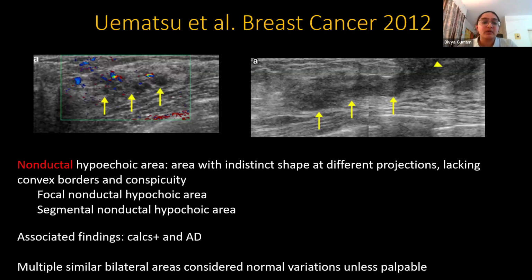They also described the associated findings of calcifications and architectural distortion. And they also proposed that if there are multiple similar bilateral diffuse hypoechoic areas, they should be considered normal variations unless the patient actually has a palpable finding. So these multiple similar bilateral areas could be because of either a normal variant or hormonal variations. So again, clinical correlation is especially important when we're looking at non-mass lesions.